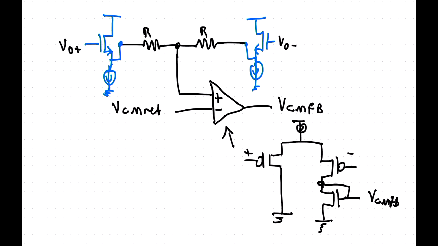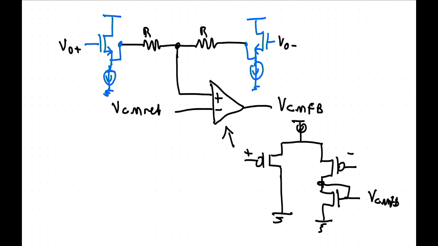Any questions on the fully differential? Any amplifier can be made fully differential, any structure, really. Just taking out the asymmetry, it becomes fully differential, really.